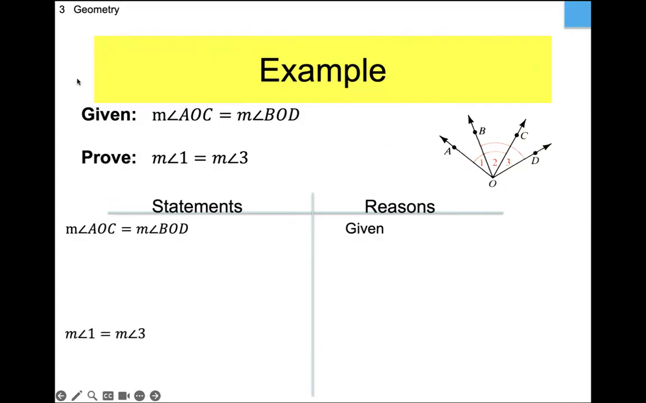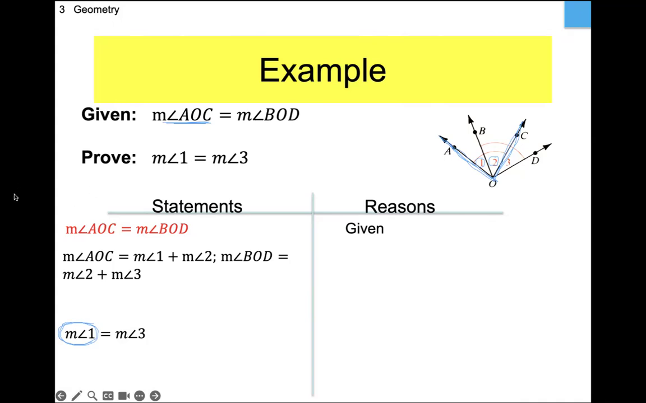So as I look at this proof, the first thing I think about is, well, where are we finishing up? We're finishing up with the measure of angle 1. So I really want a statement that has something with the measure of angle 1. So I go to my picture and I look at angle 1, right? I'm also looking at the given. The given says something about AOC. And if I trace AOC out, it's this big angle right here. And this big angle is made up of both angle 1 and angle 2. So I could clearly say the following statement, that angle AOC is equal to angle 1 plus angle 2.